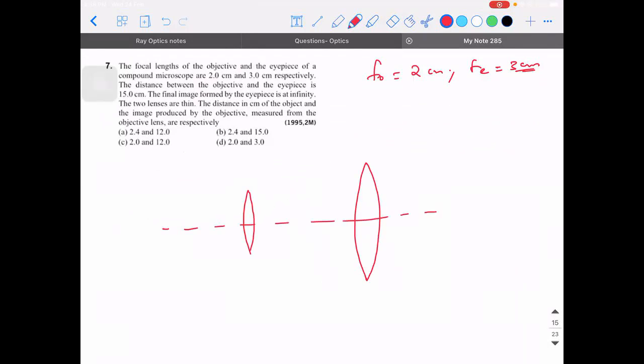Sir, the image formed by the objective will be at the focal length of the eyepiece, sir. You didn't read the full question. What does the question ask? I didn't read. No sir, their statement says the final image formed by the eyepiece is at infinity. So the image formed by the objective will be at the focal length exactly.